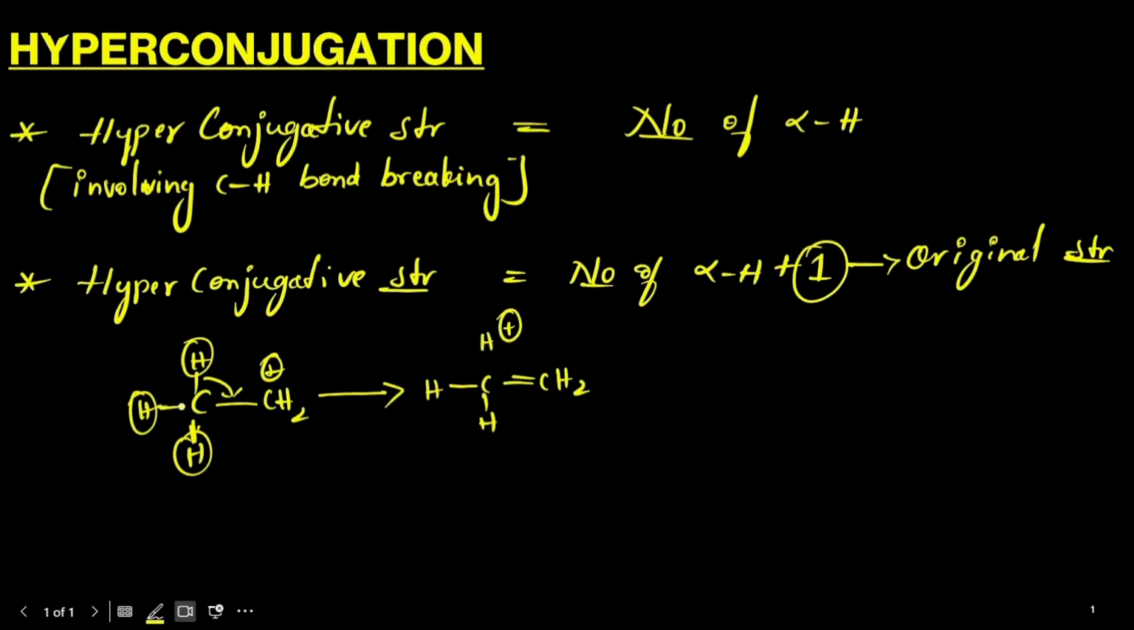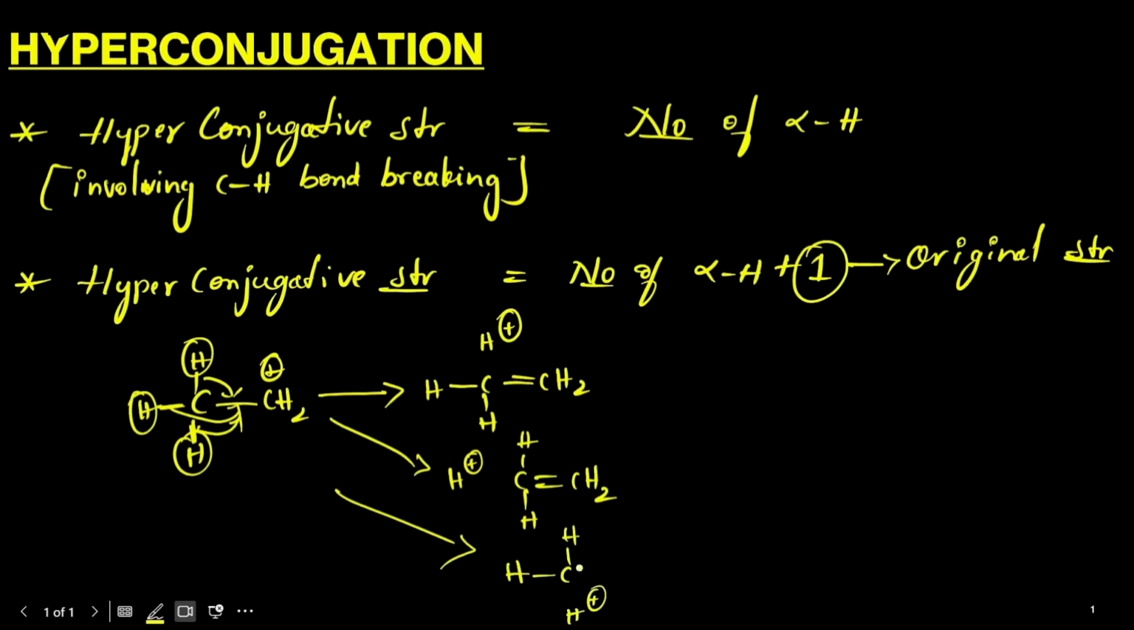And again, if this sigma electron is involved in delocalization, what happens? Here H plus, carbon, hydrogen, here hydrogen, double bond CH2. Here carbon and hydrogen bond breaking takes place, and we have one more alpha hydrogen. This is also involved in delocalization, therefore that can be written as hydrogen, here H plus, C double bond CH2.